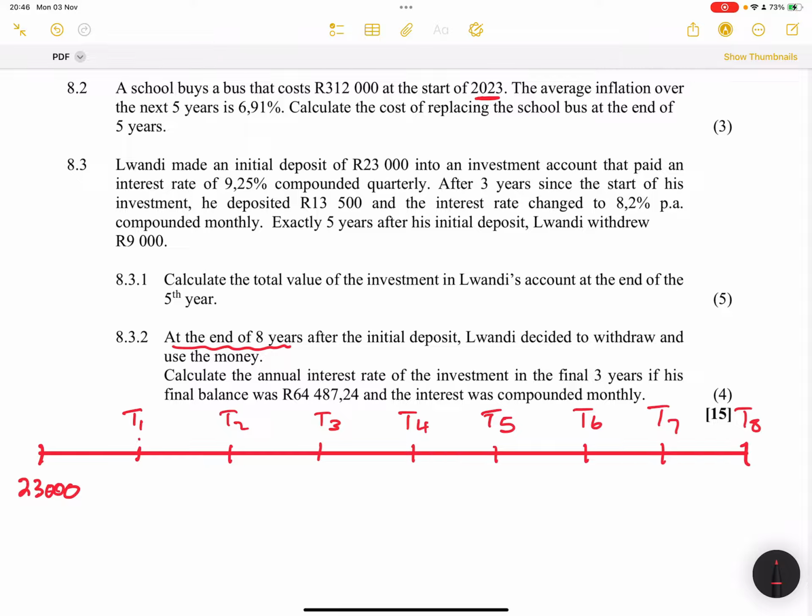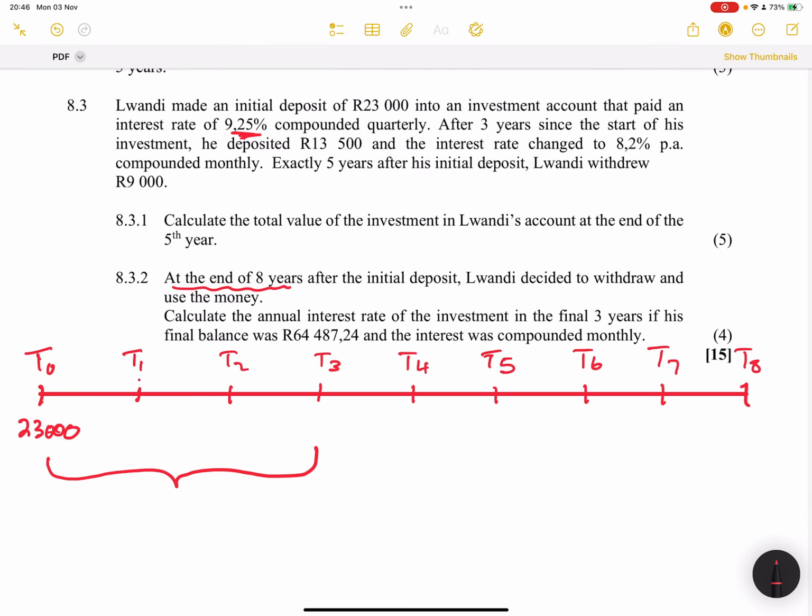All right. So right here, right at the beginning, we are investing 23,000, right? And in this case, the interest rate is 9.25%, compounded quarterly.